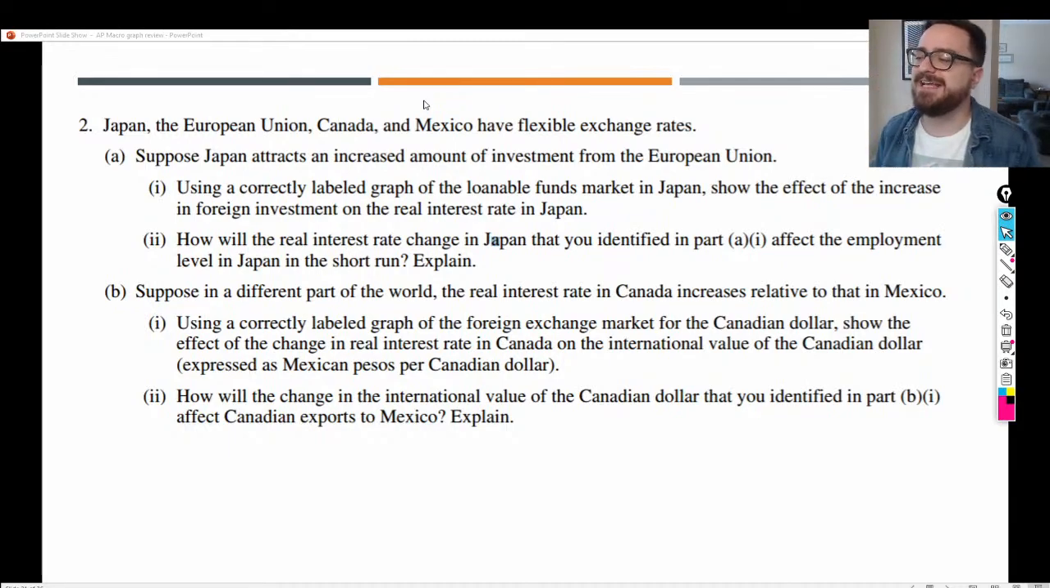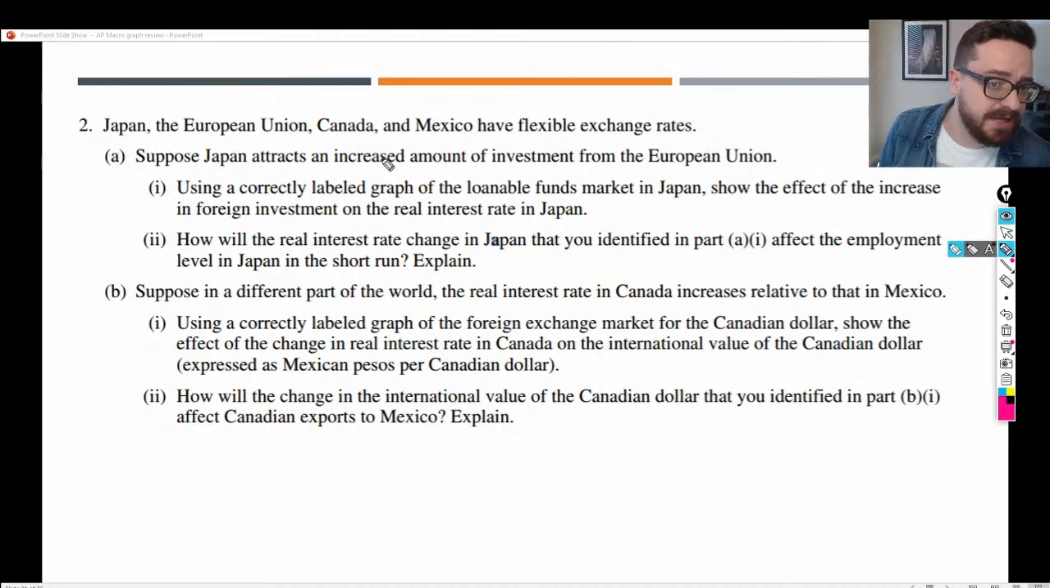Suppose Japan attracts an increased amount of investment from the EU, meaning people in the EU are investing in Japan. Money is coming from the EU to Japan. That's what that's telling me. The first thing it asks me to do is actually a loanable funds market graph. Okay. This is technically a capital flow problem, which is a Unit 6 thing.